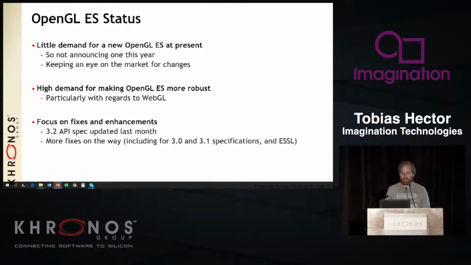So the stats for OpenGL ES, there's not been a huge demand for a new version of OpenGL ES just yet, so we're not announcing one now. We are keeping an eye on the market, and should such a need arise, we will certainly start working on one. What there has been a high demand for has actually been to make OpenGL ES more robust, in the same way that Neil was talking about working on the conformance tests, and we've been doing that too, but also on the specification, and we've had some push from the WebGL group, for instance, to work on at least OpenGL ES 3 and further specifications.